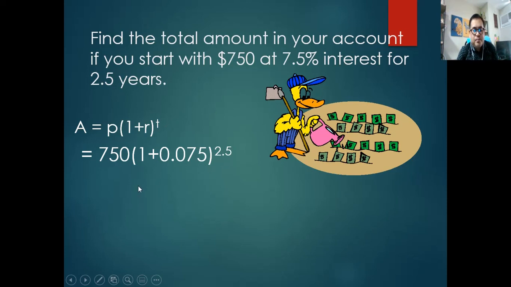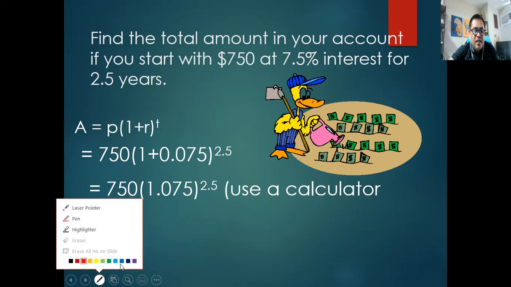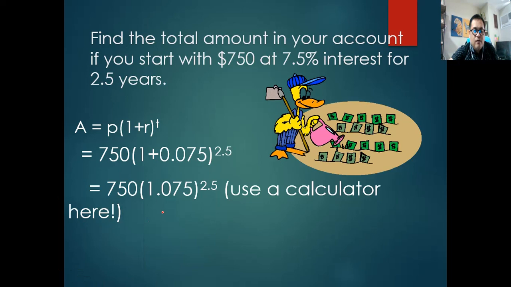Okay, so by simplifying this, 750 times 1.075 raised to 2.5. So what is 1.075 raised to 2.5? By simplifying this, if this is 1.075 raised to 2.5, okay, using your calculator, let's check what is the final answer for this.